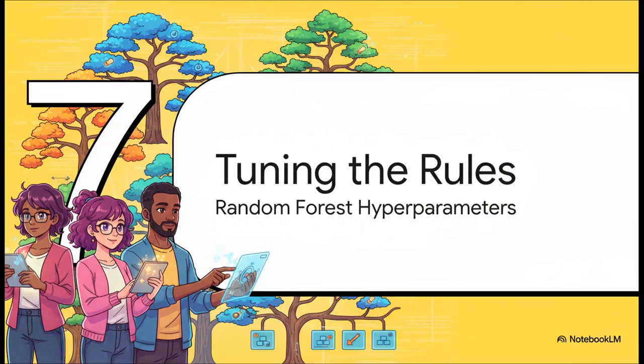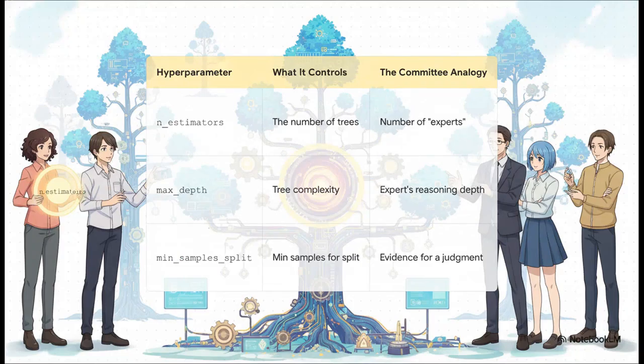Now, even though Random Forest works great with minimal fuss, let's bring it all back to our main theme. We can still tune it for peak performance. You know, even the best committee operates under a set of rules, and with Random Forest, we are the ones who get to set those rules. Let's look at the 3 most common knobs we can turn, using our committee analogy. First up, n_estimators. This is simple. It's how many experts you want on your committee. More is often better, but it takes more time.